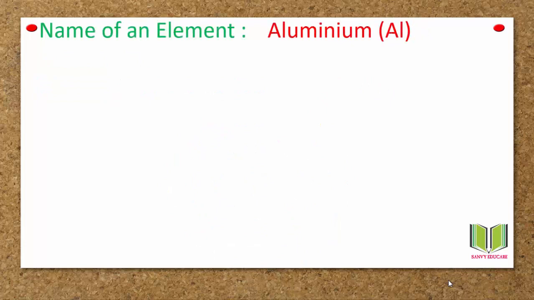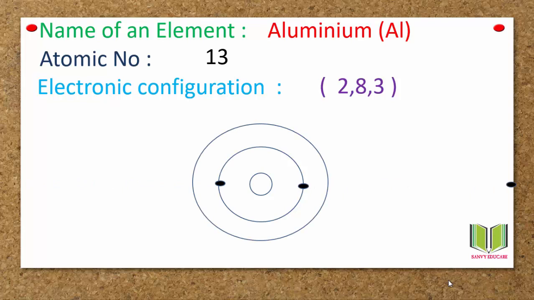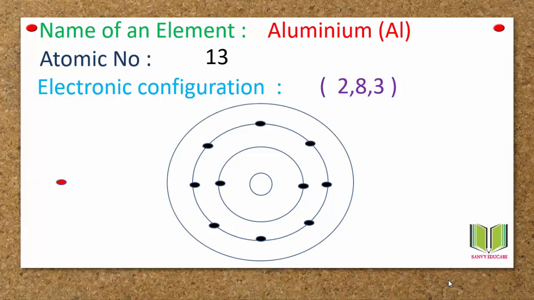Let's go to the new element, that is aluminium, Al, atomic number 13, electronic configuration 2 8 3. Here we have a structure: first orbit 2 electrons, second orbit 8 electrons altogether, and in the third orbit there are 3 electrons.